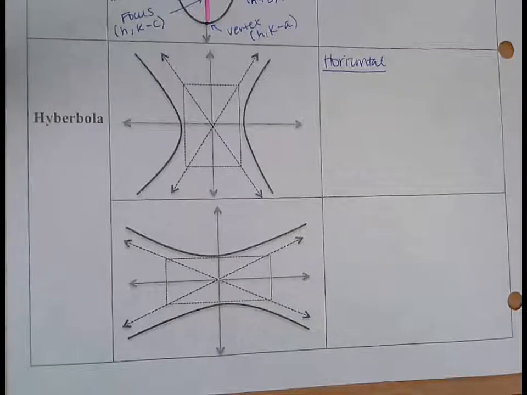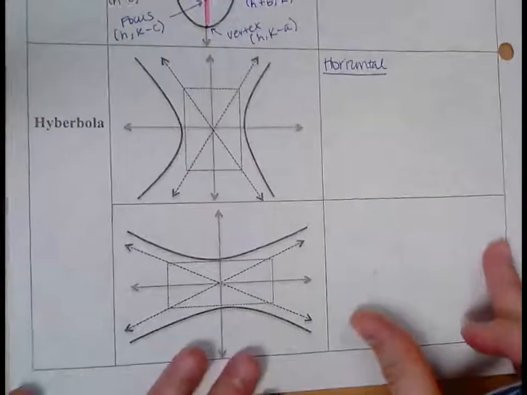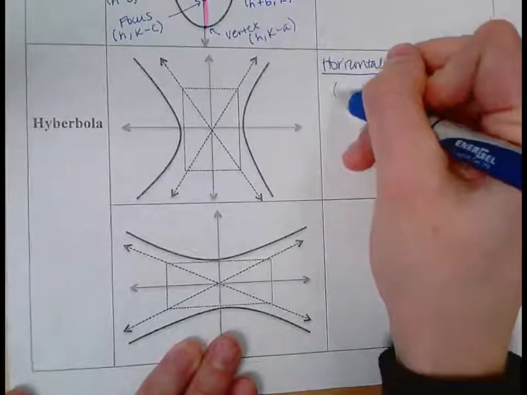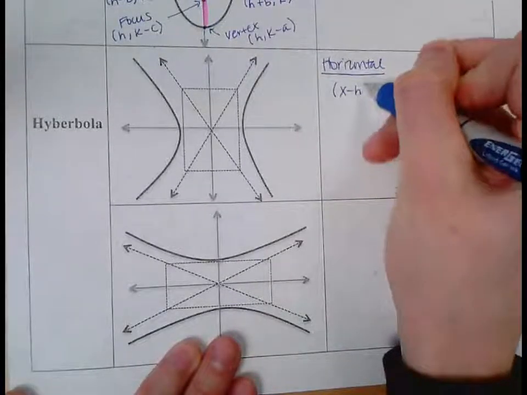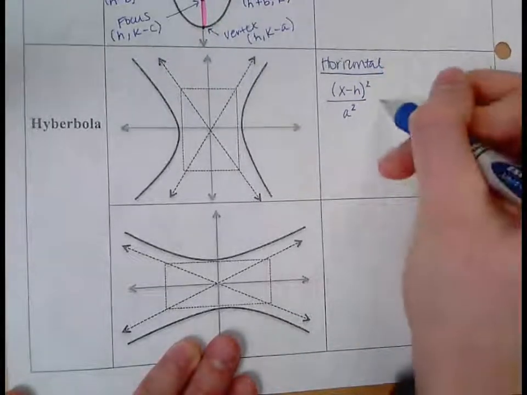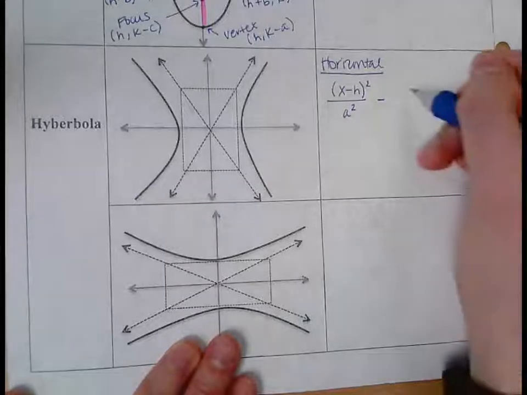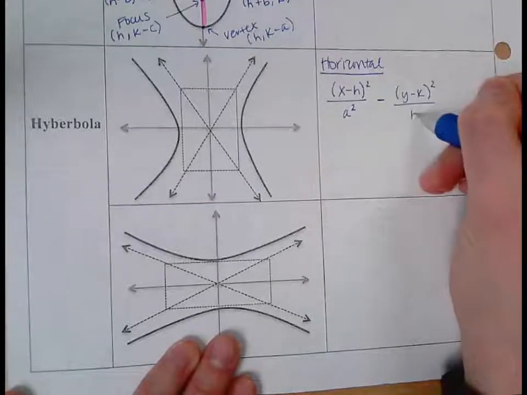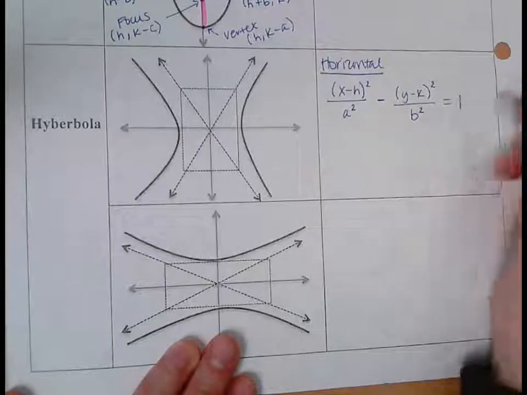And I'll write down the standard form of this equation first. Like I said, it's very similar to an ellipse. It's not the exact same. So the standard form for a horizontal hyperbola is the quantity x minus h squared over a squared minus the quantity y minus k squared over b squared equals 1.